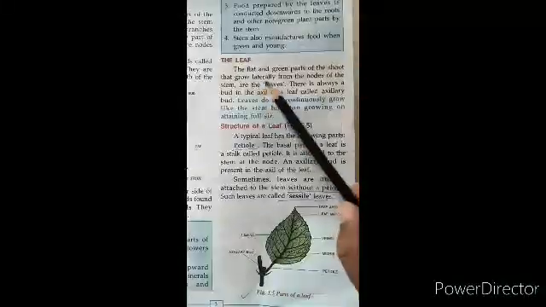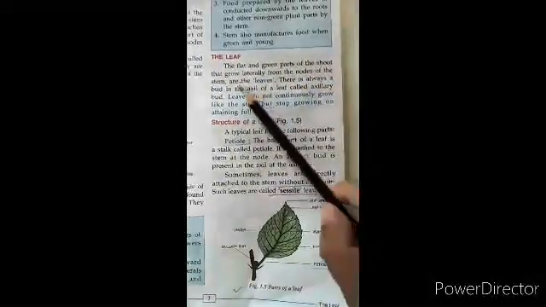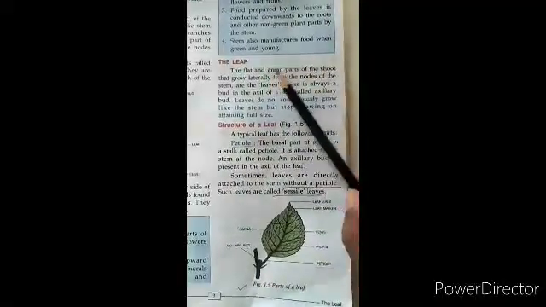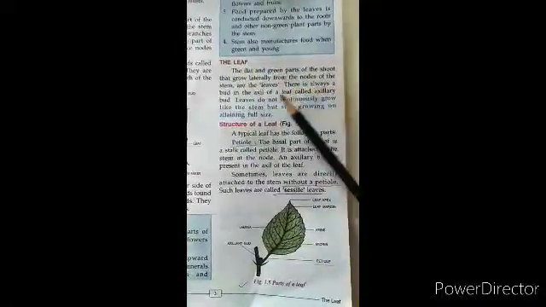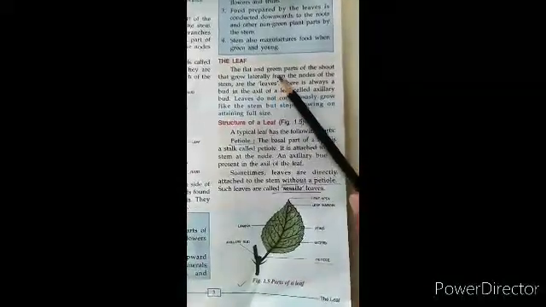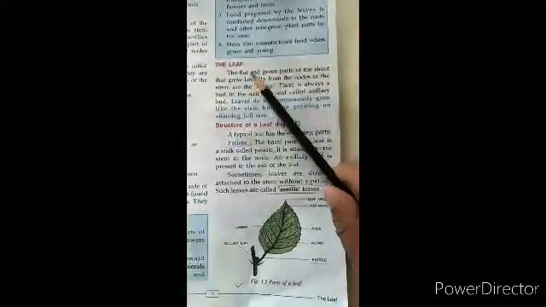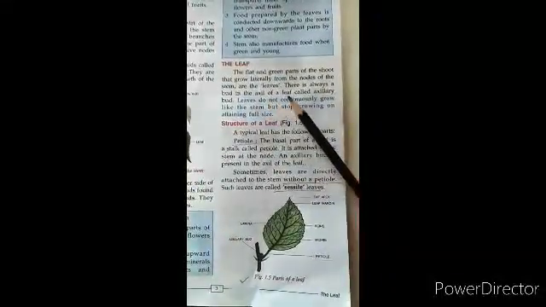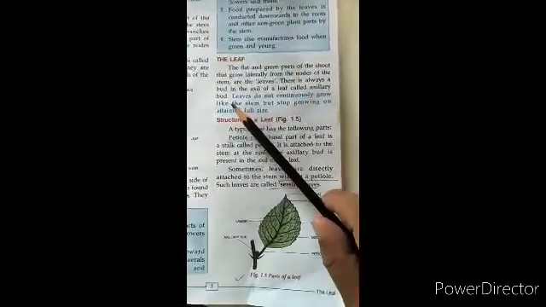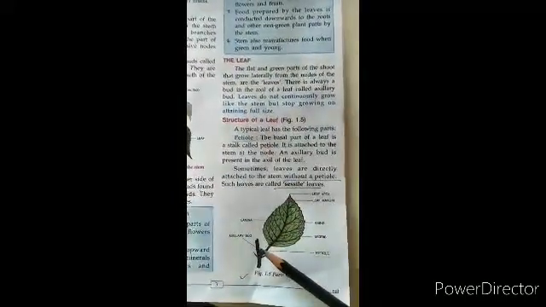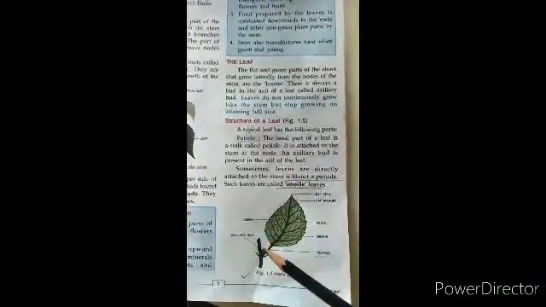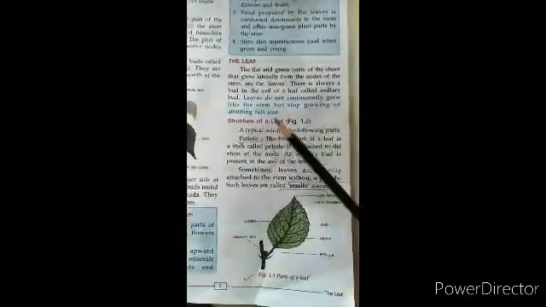The flat and green part of the shoot that grows laterally from the nodes of the stem is known as leaves. So we studied about the nodes of the stem, and from those nodes we get the leaves, which are green and also flat. There is always a bud in the axil of the leaf known as the axillary bud, which we also discussed. So we already know about it.